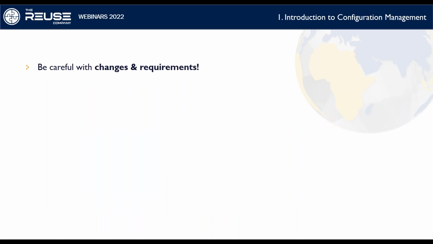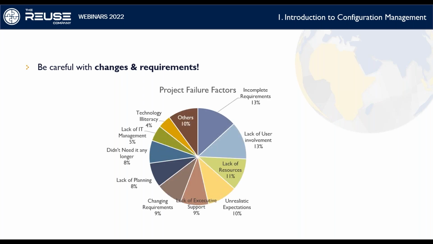Basically, the summary is that you have to be careful with changes and requirements. Both mixed together is something very critical, because requirements is the stage where most of the defects are introduced throughout the life cycle, and changes make it difficult to control. So both together are producing failure in projects.